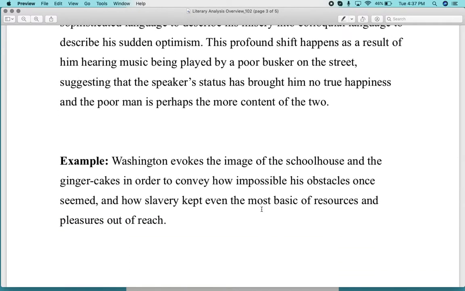All right, Washington evokes the image of the schoolhouse and the ginger cakes in order to convey how impossible his obstacles once seemed, and how slavery kept even the most basic of resources and pleasures out of reach. So again, in my interpretation, I identified the significance of the ginger cakes and the schoolhouse as symbols. When I start to analyze that, I have to explain why they're significant, what they represent.